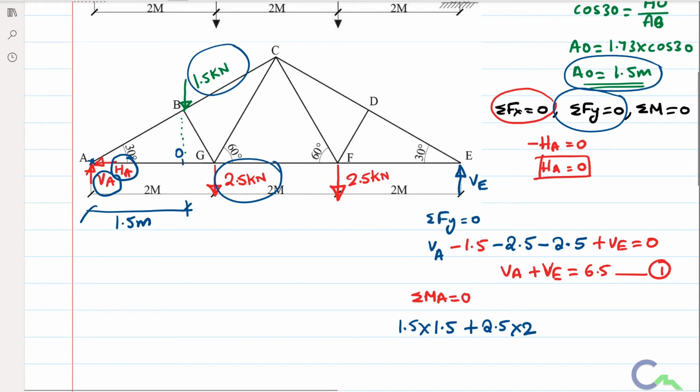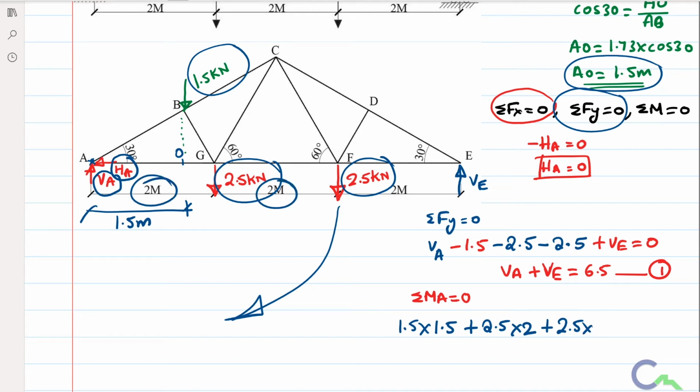Then we have one more 2.5 kilonewton. If I apply about A, it is going to rotate in clockwise. Therefore I will take plus 2.5 into perpendicular distance 2 plus 2 meter. Total it is 4 meter.